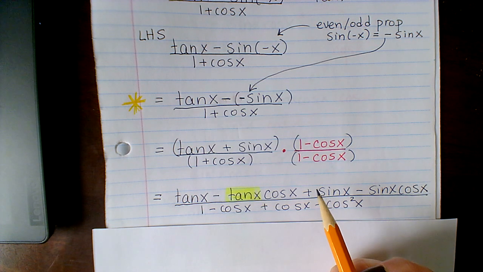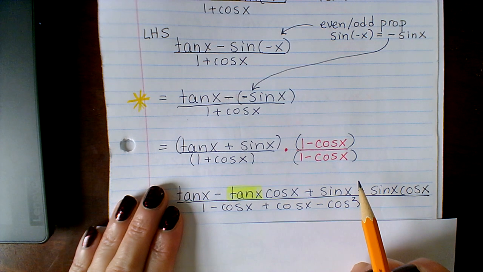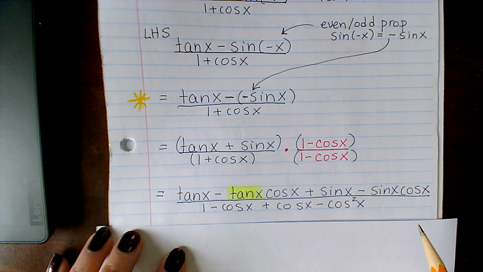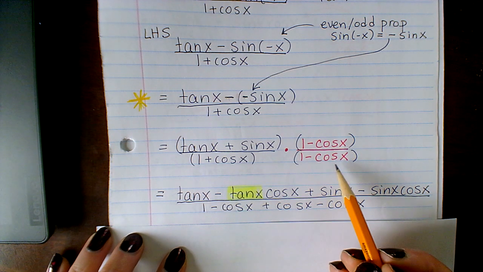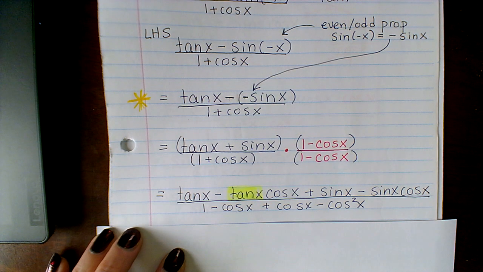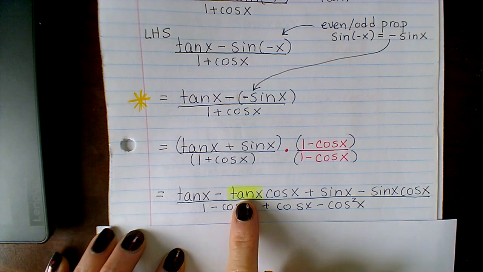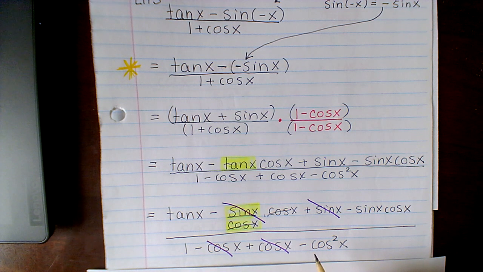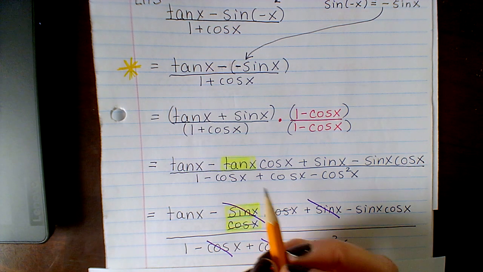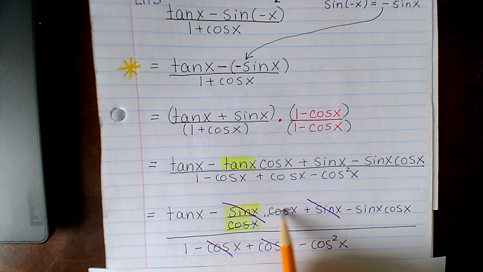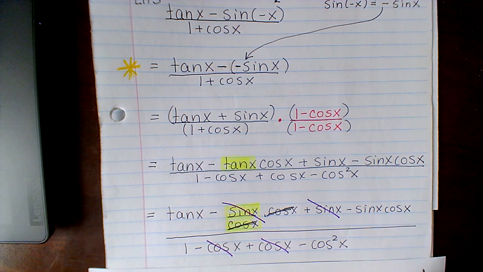Now, distributing the top and the bottom out, we're going to get tangent times 1, tangent times cosine, sine times 1, sine times cosine. And then distributing out this bottom, we're going to get 1 times 1, 1 times cosine, cosine times 1, cosine times cosine. You'll see I've got that tangent highlighted, and I'll show you why. That's because I'm going to replace it with sine over cosine. I did that because I know that tangent is sine over cosine, and multiplying by that cosine I knew was going to cancel those out and just leave me with sine.